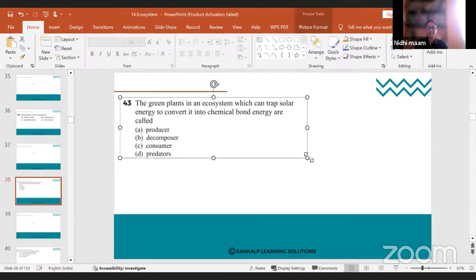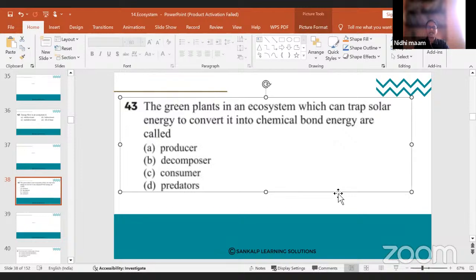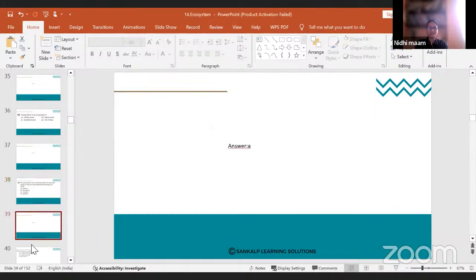Next question. The green plants in an ecosystem which can trap solar energy to convert it into chemical bond energy. What are these green plants called? Very easy question. A, producer, B, decomposer, C, consumer, D, predators. The quick response was given by Kavya, Shabina Sheikh, Tasmiya, Kadroli Mahesh from YouTube, and Ganesh is active. Ranjita RB, yes. Ramya SN, Pavitra, Subramanya, Aishu. So most of them answered it correctly. Very easy question and very quick responses. Option A is the right answer.